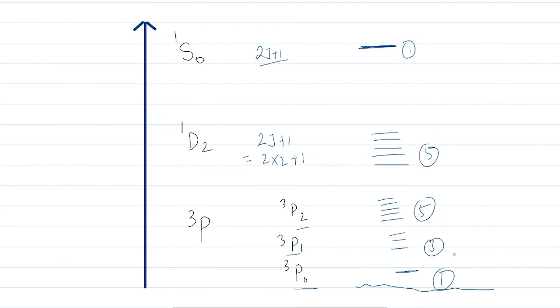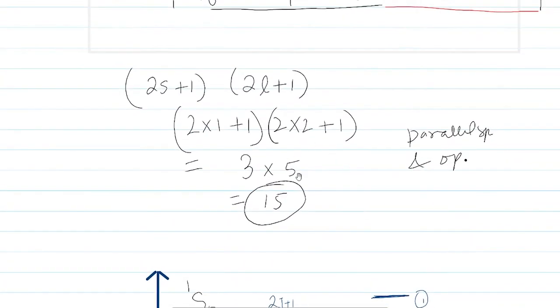So how many states have we calculated? 1, 5, 5, 3 and 1. The total becomes 15, right? So this is a long method. Okay, you can find the number of energy states using the value of J also, but for calculating it collectively, for arriving at this number, you have to use the previous method.